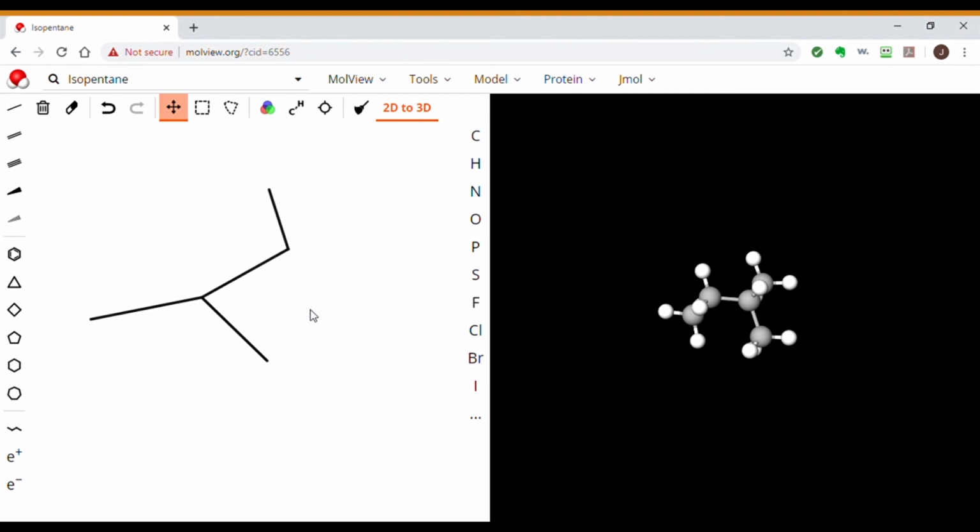As we explained before, isopentane would be considered a structural isomer of pentane. It has the same chemical formula, but the carbons are connected in different ways. Let's look at another version of this, and this is the compound that is called neopentane.